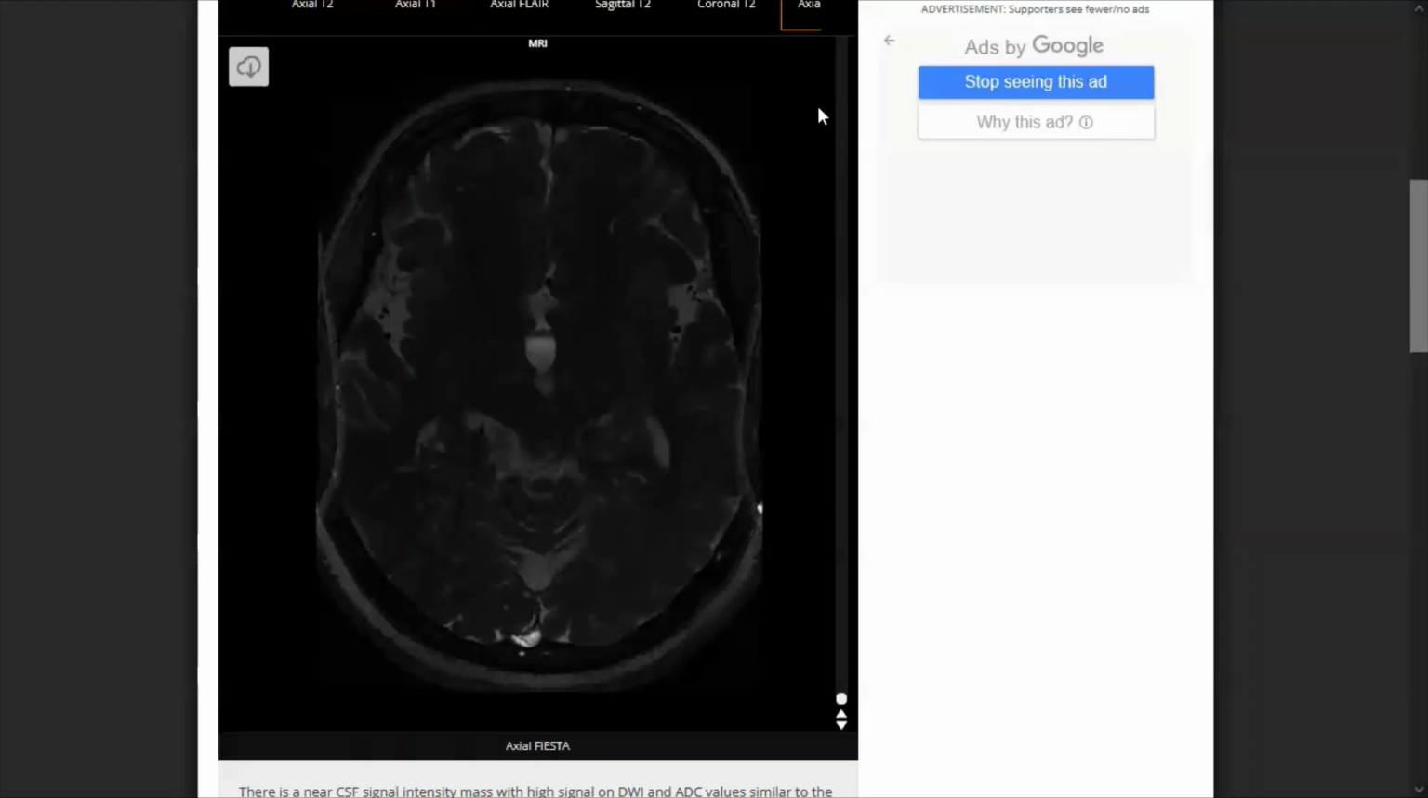Just cutting you in between, there's a systemic survey as well, where you talk about weight loss, if you're looking for a metastatic disease as well. A very small portion of CP angle tumors can be metastases as well. So you have to complete your history. Is your history complete? Yasir, do you think the history is complete, or is there more to it?